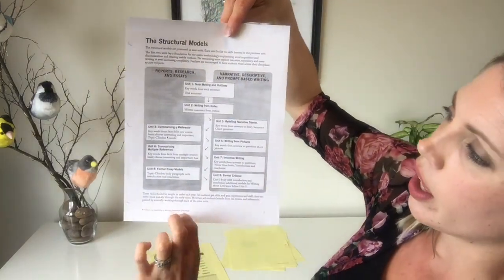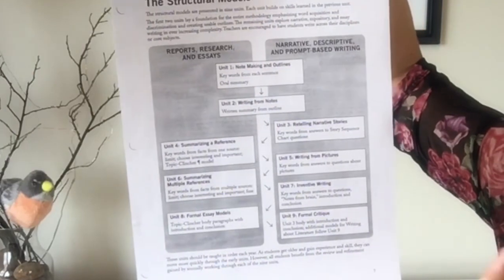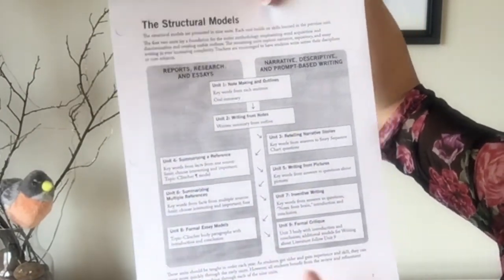All right, as I mentioned, you spend about a month on each of the different units in all of IEW's programs. So they'll take you through these 9 different units, spending approximately a month on each one. So after Unit 4, over here on the report, research, essay side of things, you come back to the more narrative writing into Unit 5, which is writing from pictures. And so once again, you're using that story sequence chart. So like I said, if they didn't totally get it the first time, you come back to it.